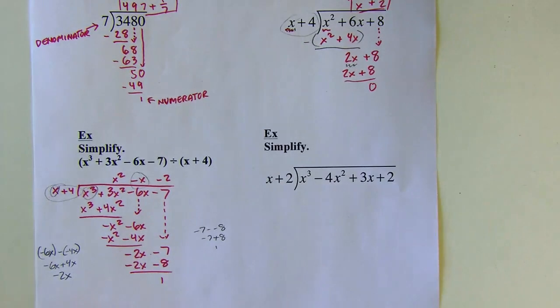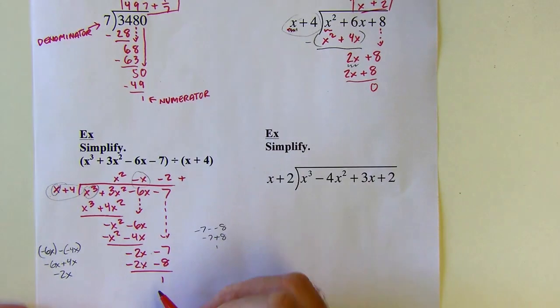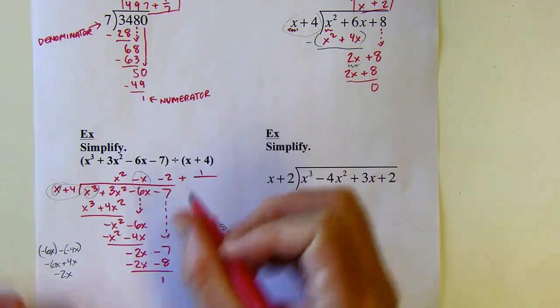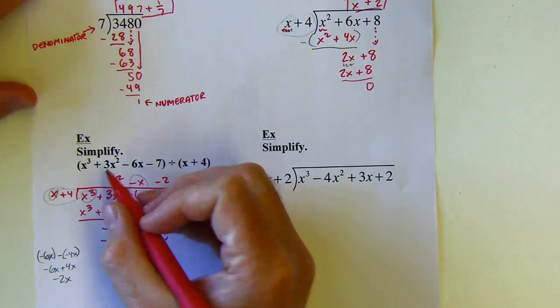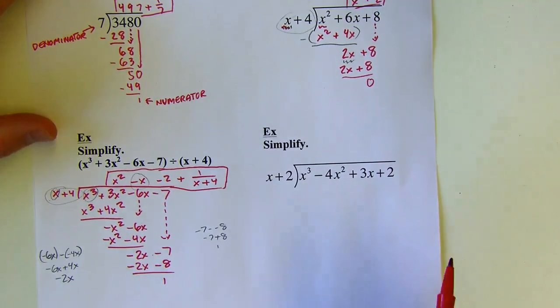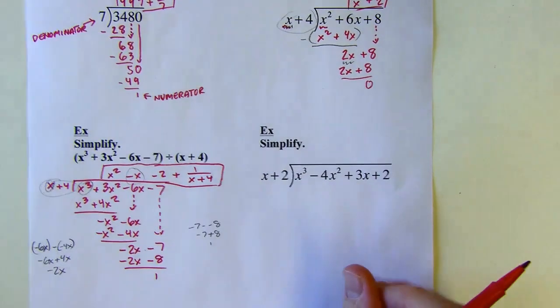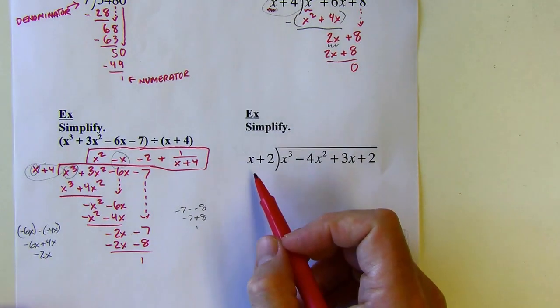Okay, so don't say just remainder 1. Now we want to build a fraction. Okay, so I'm going to say plus, the 1 goes on top, and whatever you're dividing by, in this case x plus 4, goes on bottom, and this is my solution. Okay, so even when it doesn't go in evenly, we can still do the division. Okay, here's another one to try.